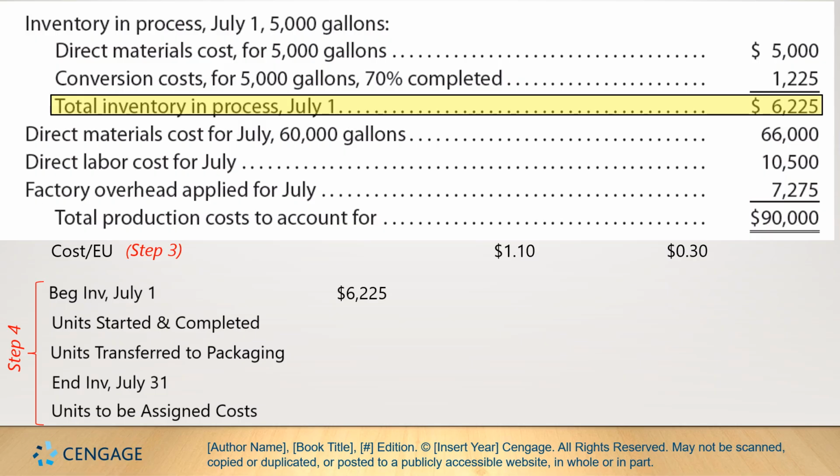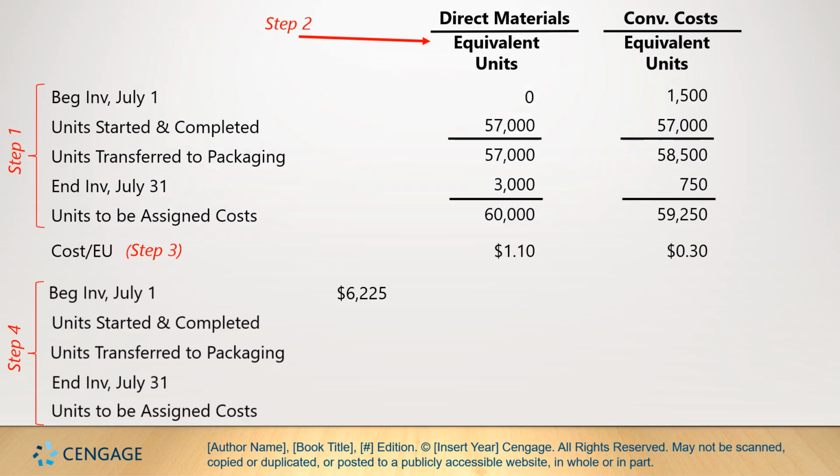Next, multiply the equivalent units for materials and conversion costs by their respective cost per EU. We spent $450 of conversion costs to finish our beginning inventory. The total cost of beginning inventory transferred out, $6,675. Next, do the same for equivalent units started and completed during the month. Total cost of units started and completed, $79,800.